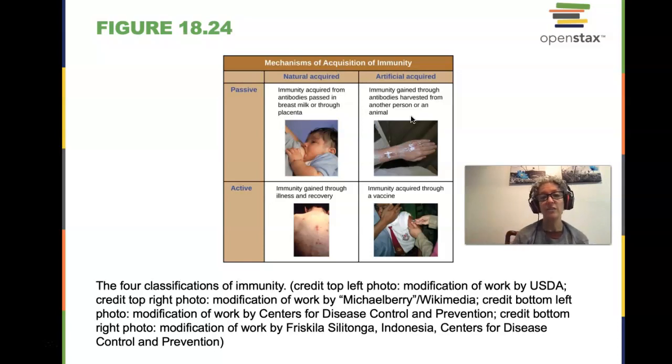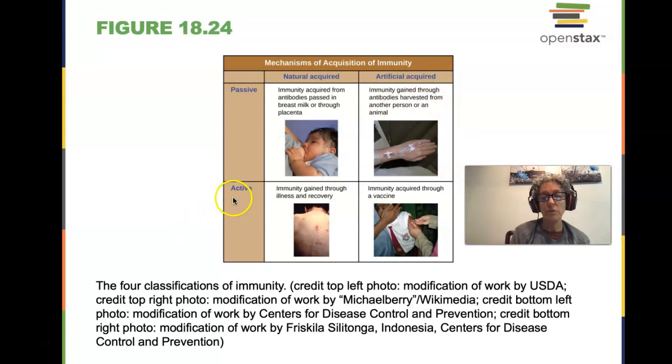The first hepatitis A vaccine I got was actually passive artificial immunity. I was going on a trip and I didn't find out enough in advance to get the actual vaccine, and so I was given hepatitis A immunoglobulin, somebody else's purified antibodies. Once I returned, I completed my hepatitis vaccine.